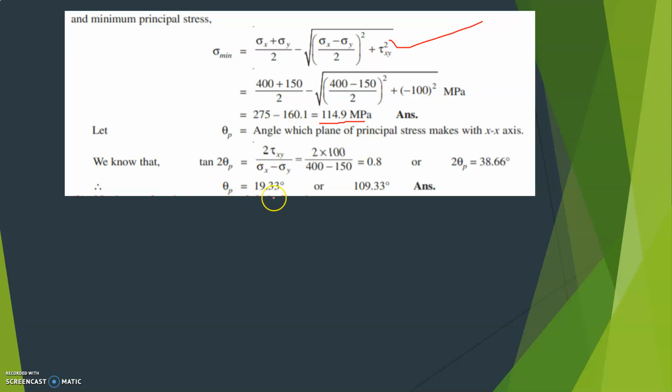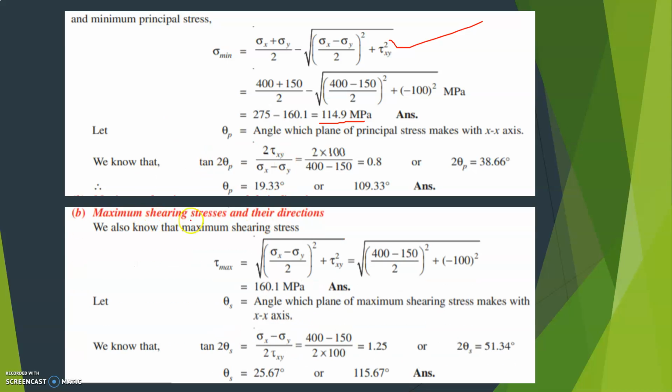After that, it is asked to find the magnitude and the direction of the principal stress. What you have to calculate? You have to calculate theta. How do you get theta? You have one formula: tan 2 theta p is equal to 2 times tau xy divided by (sigma x minus sigma y). 2 into tau xy is 100, divided by 400 minus 150, you get 0.8, so 2 theta p is equal to 38.66. Simplify this, theta you get 19.33.